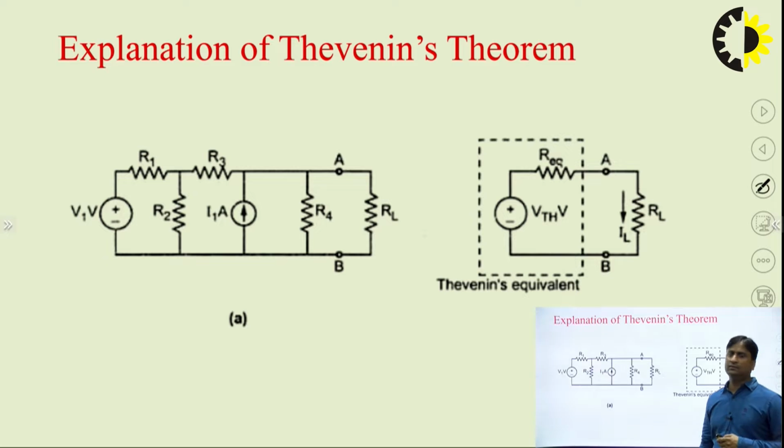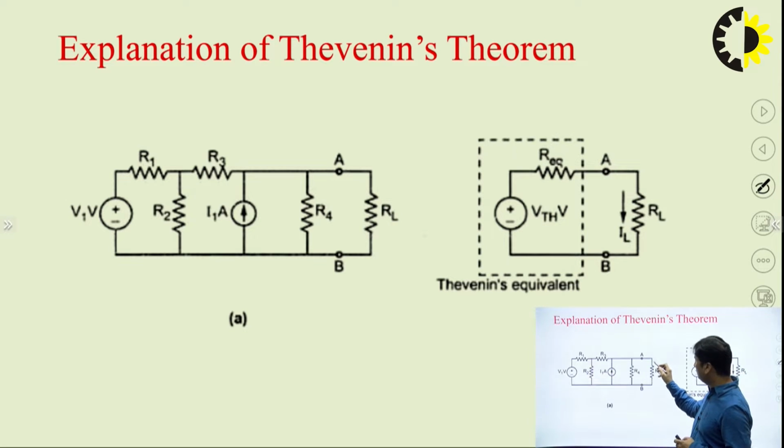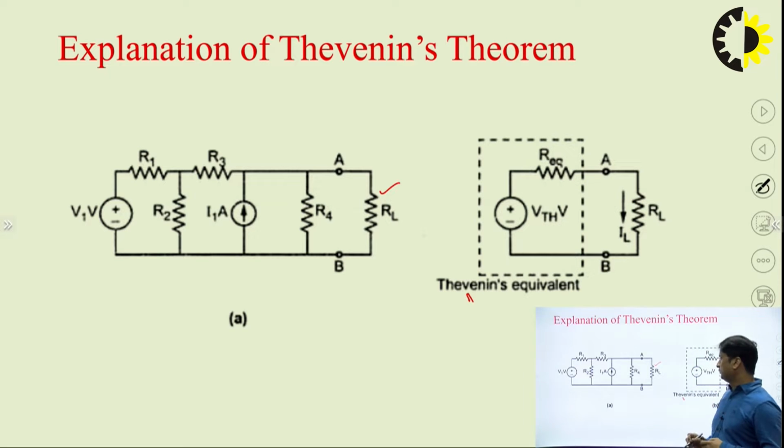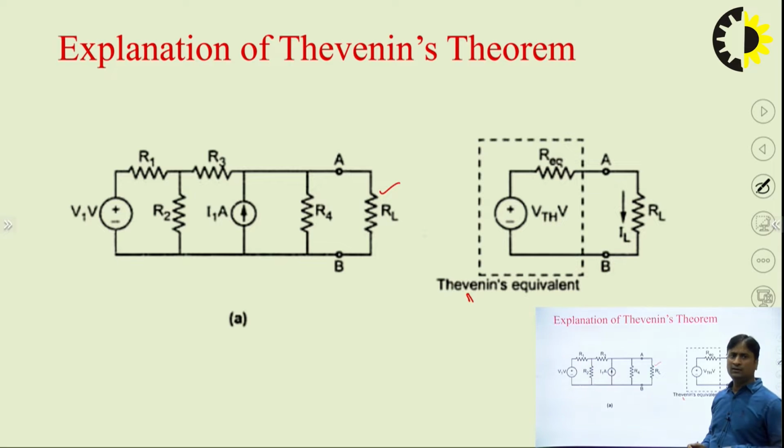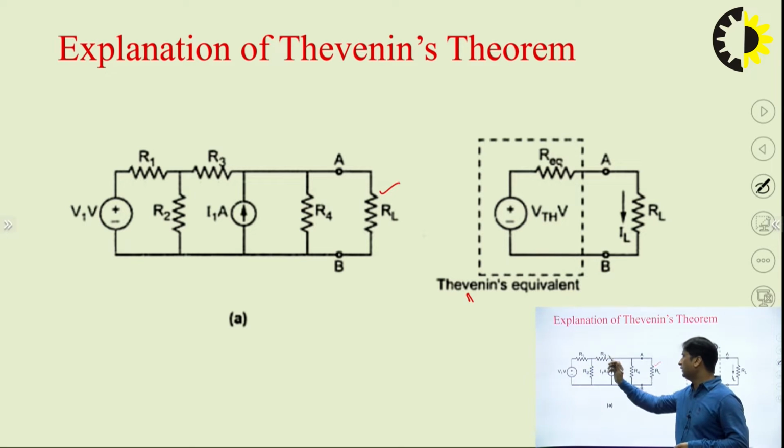Now let us understand the Thevenin theorem more. Suppose in a given circuit, this is the load resistance RL, and we have to find the value of current through this RL. This whole circuit is given to us, in which we have a voltage source and a current source along with some passive elements, suppose R1, R2 and R3.